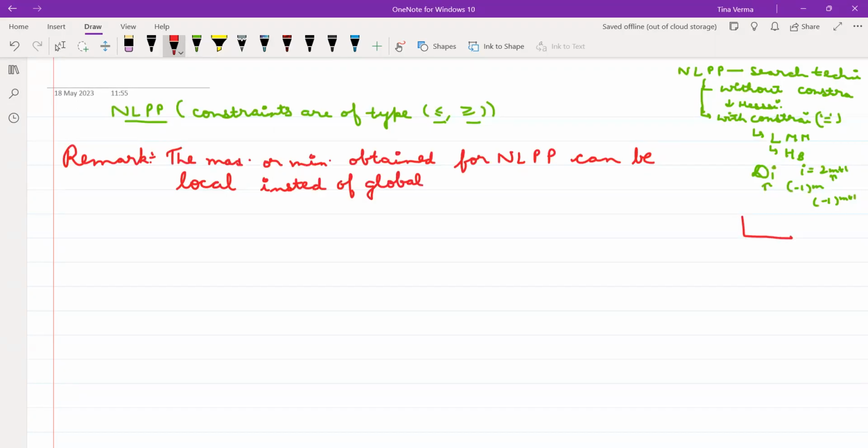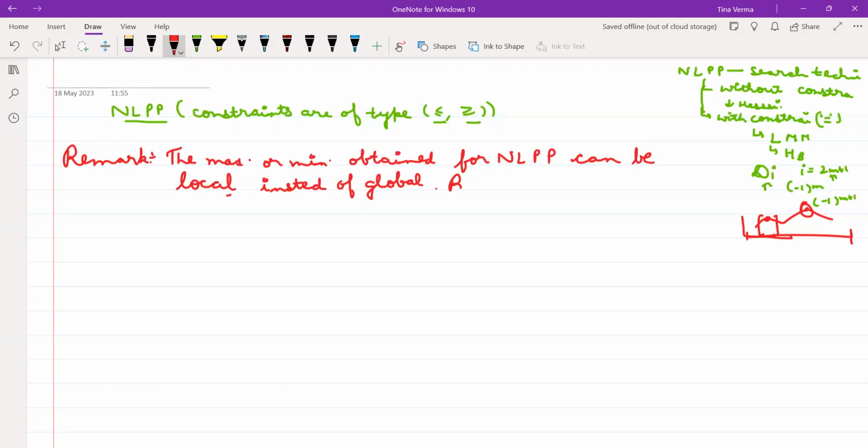Local means when I have a function like this, and I'm considering this interval, this is the maximum value over here. That means this is a local maximum. But if I'm considering the whole domain from here to here, this is my global maximum. So it is possible that when you are solving the non-linear programming problem, if you obtain a maximum or minimum value, that can be local instead of global.